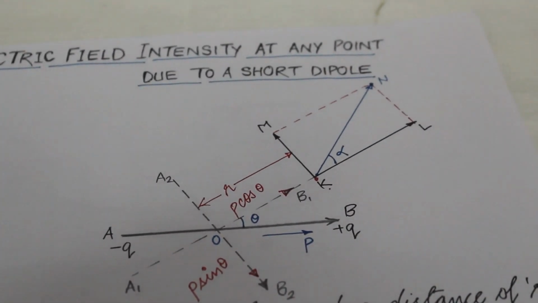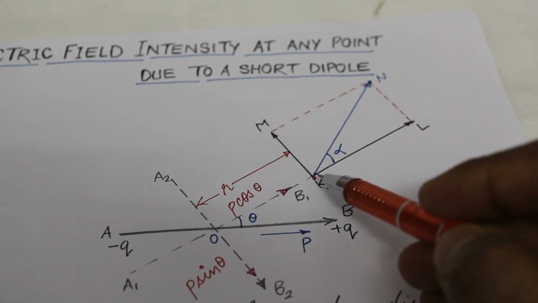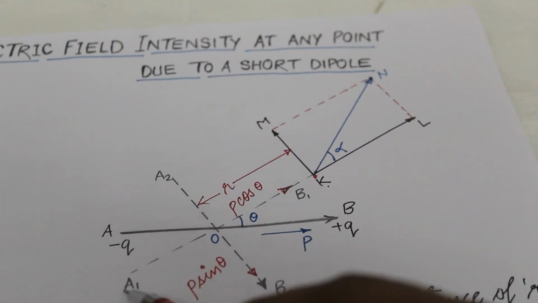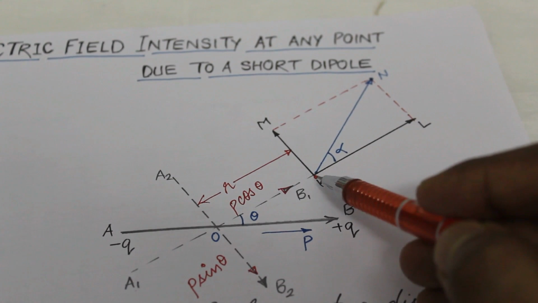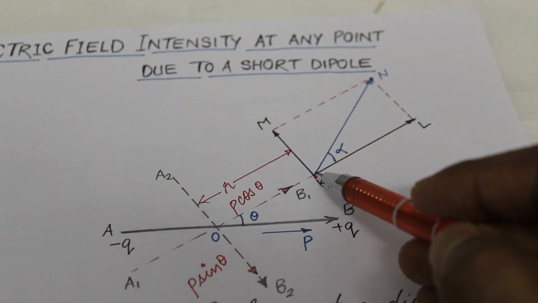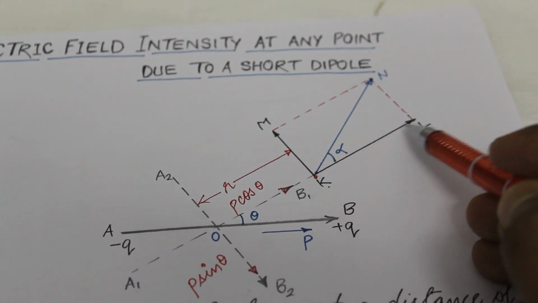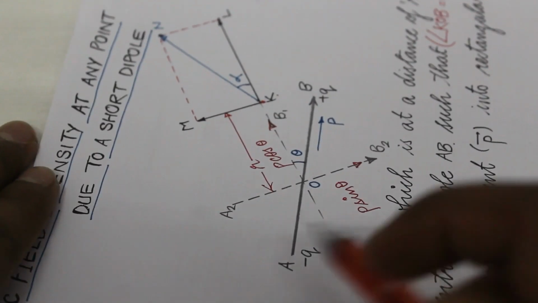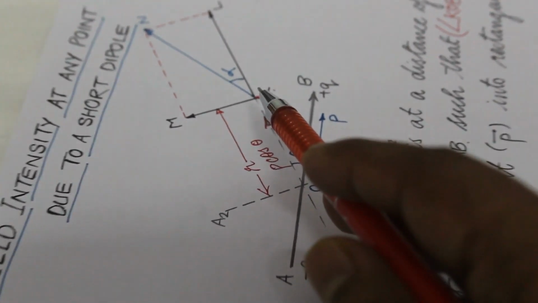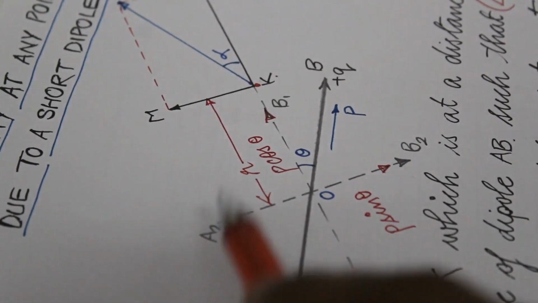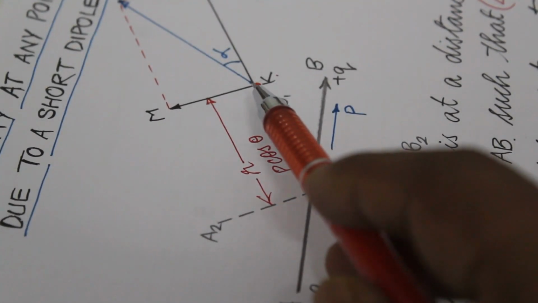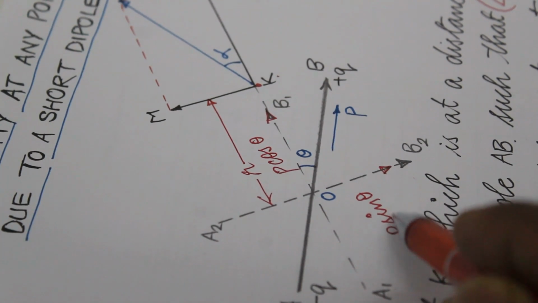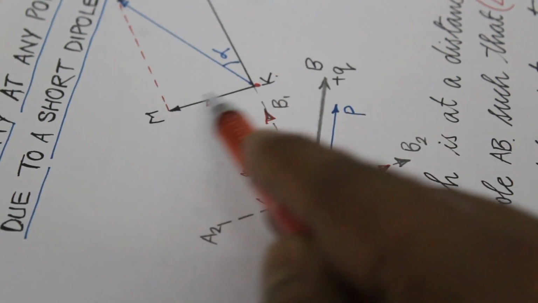This concept I have applied in this given diagram. As you can see, the point K was on the axial line of A1B1. So the direction of the intensity of electric field will be along KL, that is along the dipole moment. And in the second case, as the point is on the equatorial line, the direction of the intensity of electric field will be opposite to P sin theta, that is along KM.